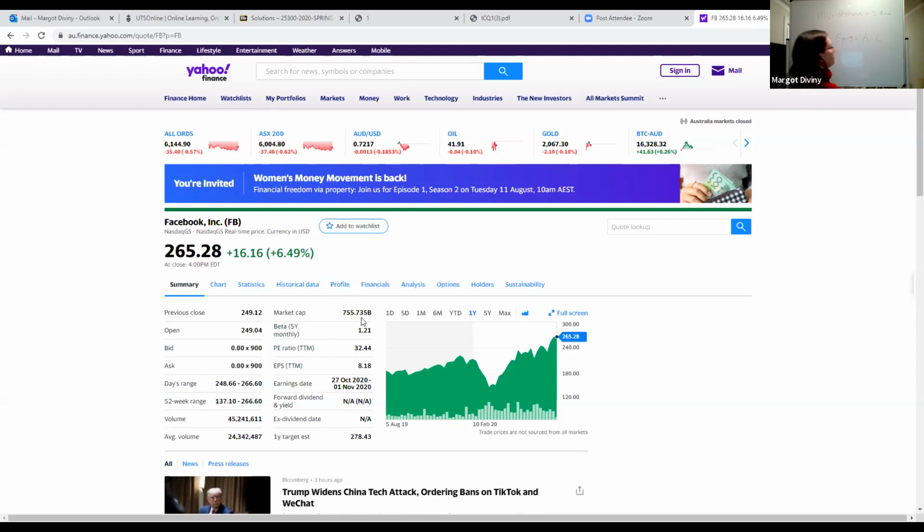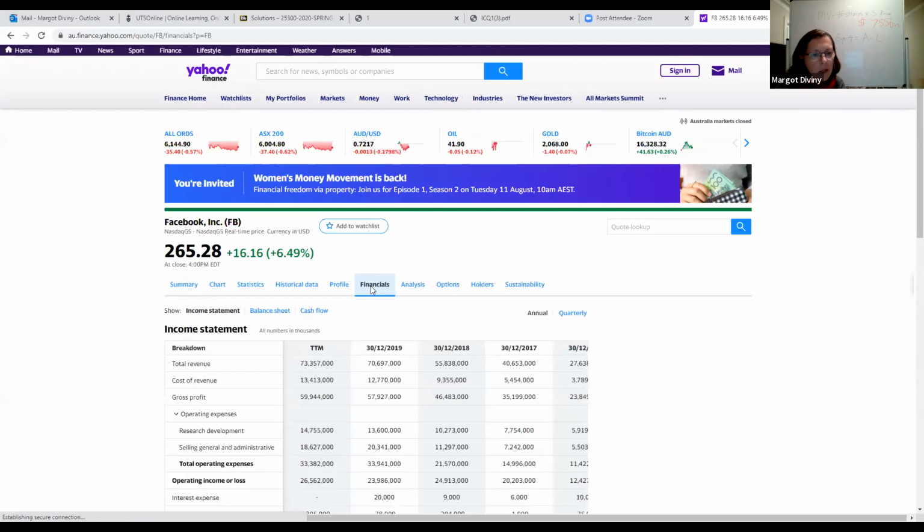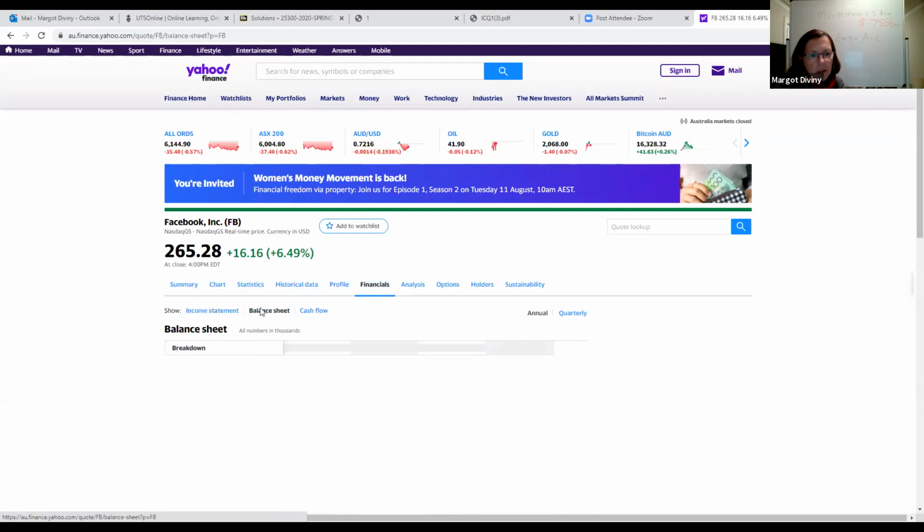So the number we're after is this one here, market capitalization. So at the moment, Facebook's market capitalization is about $755 billion US. Okay. So if you wanted to buy all the shares in Facebook today, it would cost you $755 billion US. All right. Now we want to compare that to its book value. So if you see this tab here, it's got their financial statements, or the abridged version. So income statement and then balance sheet.